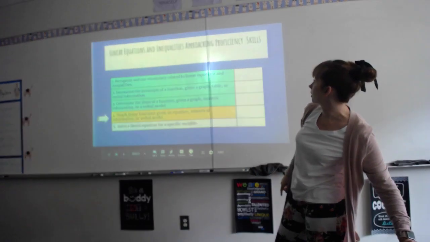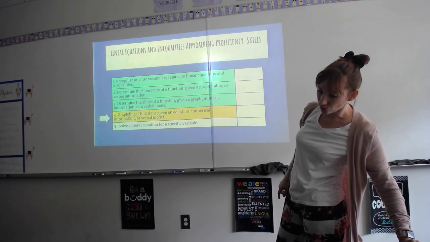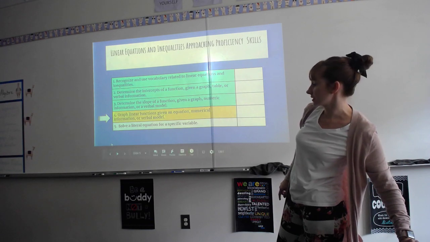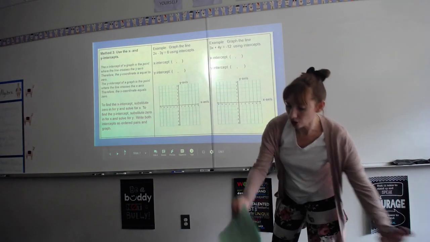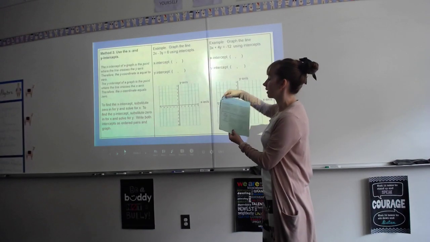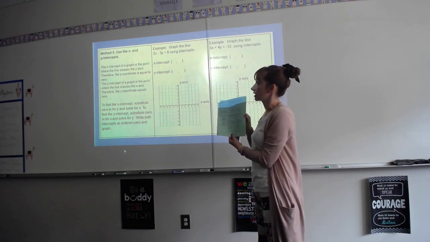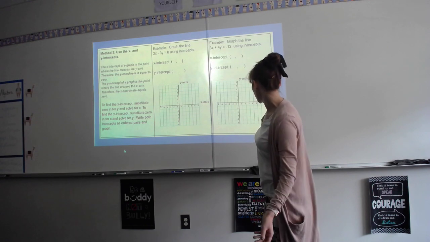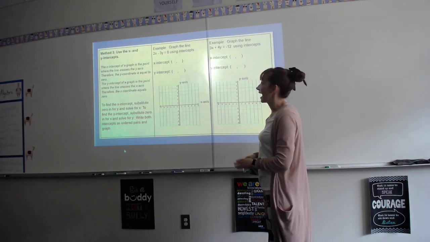We're still working on approaching proficiency skills. We're going to be looking at using X and Y intercepts and graphing horizontal and vertical lines today. So you are going to be on page 4 of your green packet right at the top. We're on method 3, use the X and Y intercepts. So the x-intercept of a graph is the point where the line crosses the y-axis.